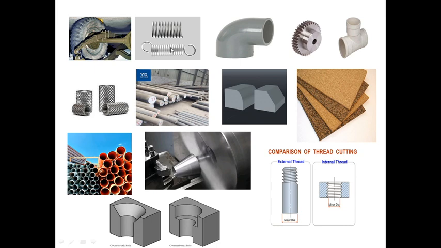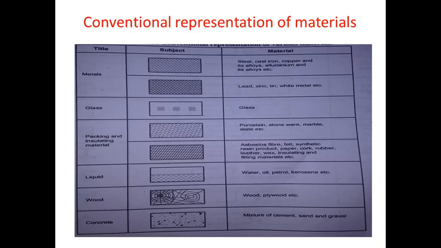So, in order to represent all these components or machining processes or materials, we use a particular symbol for each of them, and this symbol is nothing but the conventional representation of the various machine elements. For example, here you can see the workpiece is having diamond knurling on it. So in order to represent the knurling on the part, we use a particular symbol for that part, and this itself is called conventional representation. So now let's begin with the chapter.